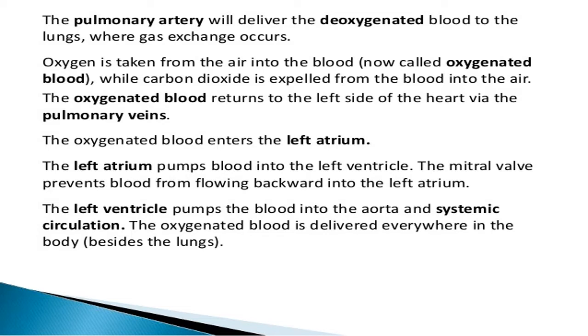Oxygen is taken from the air into the blood, now called oxygenated blood, while carbon dioxide is expelled from the blood into the air. The oxygenated blood returns to the left side of the heart via pulmonary veins. The oxygenated blood enters the left atrium. The left atrium pumps blood into the left ventricle. The mitral valve prevents blood from flowing backward into the left atrium. The left ventricle pumps the blood into the aorta and systemic circulation. The oxygenated blood is delivered everywhere in the body, that is besides the lungs.